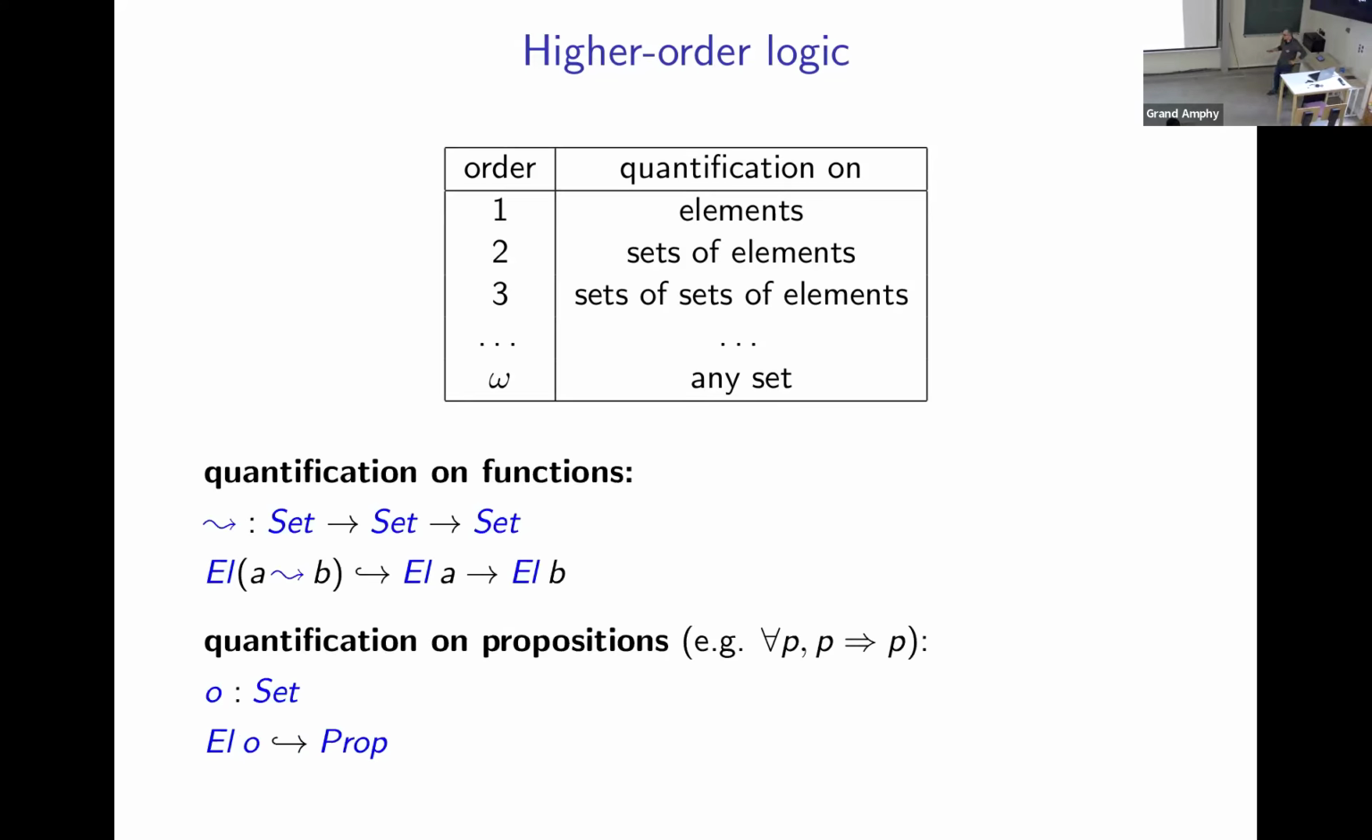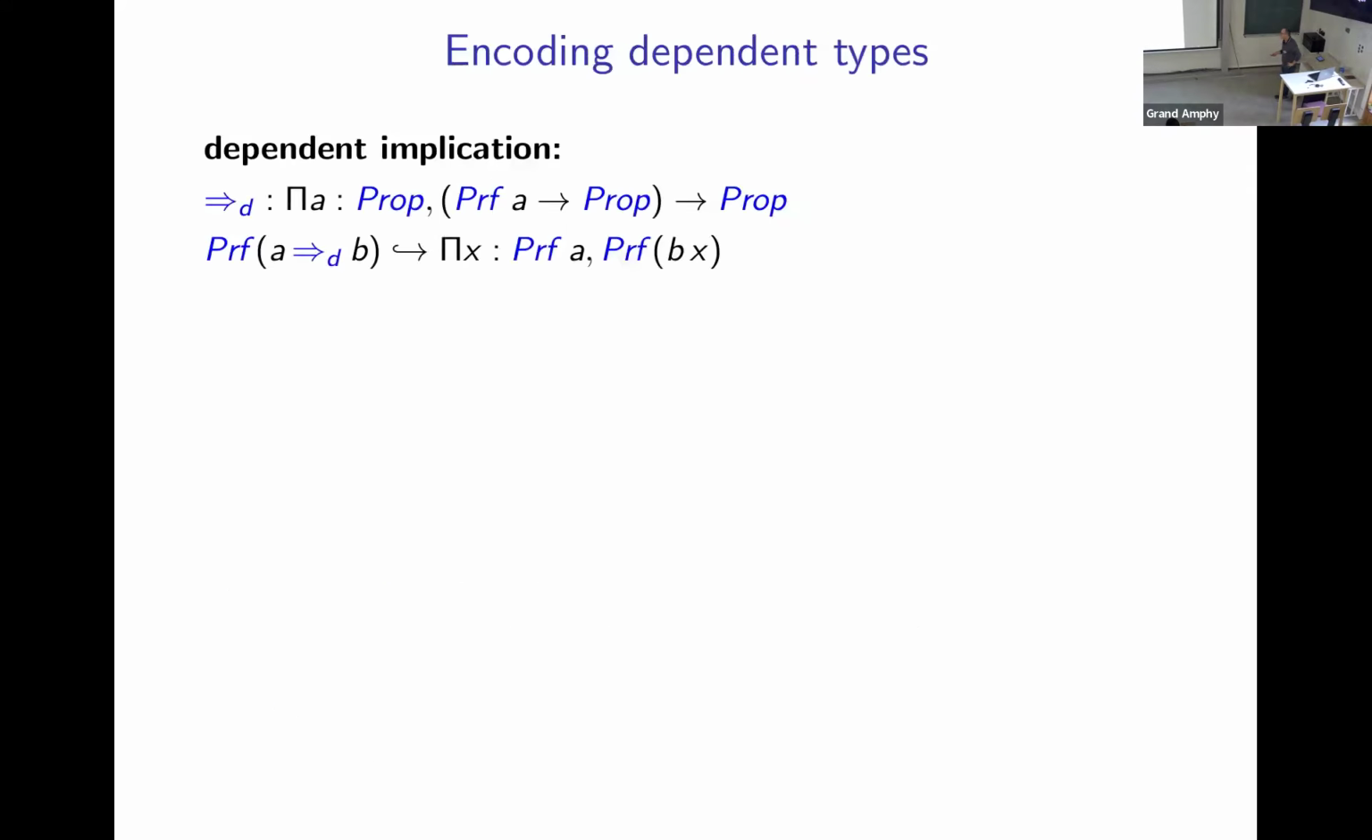So just adding this, then we get quantification on propositions. It's also called impredicativity. So we get some impredicative system here. And we can continue adding some more features. So for instance, dependent implication.